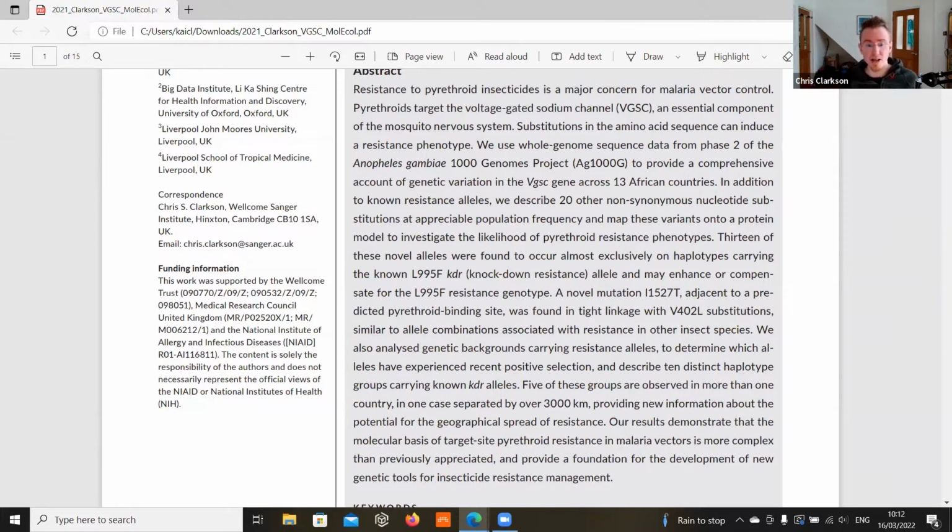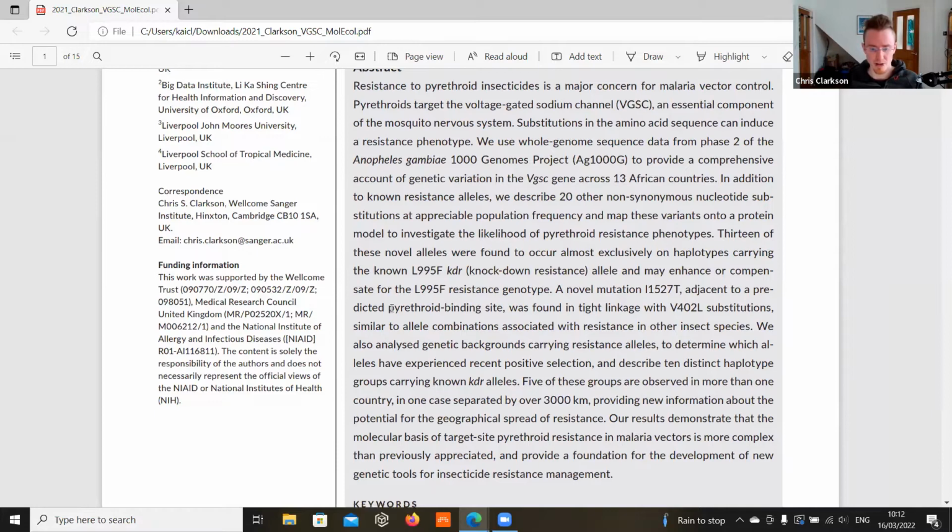So it's not clear when, where, or how many times pyrethroid target site resistance has emerged. Geographical paths carrying resistance are not known. Some work has been done on this before, but never looking at the whole of the VGSC gene. So this research is the first to really step back and look at the whole of the VGSC gene and the surrounding genomic sequence that allows us to look into the history and the movement. So let's have a look at the results, and we'll talk through these.